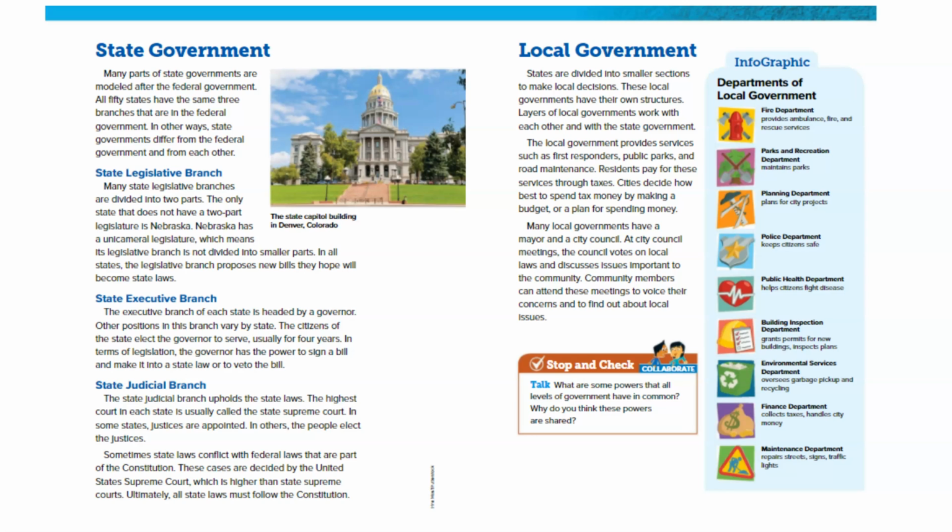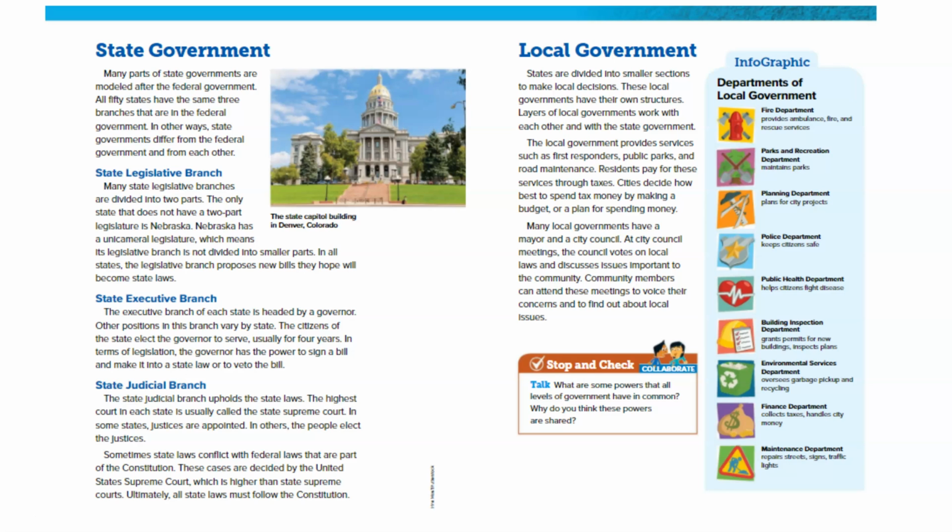Cities decide how to best spend tax money by making a budget, or a plan for spending money. Many local governments have a mayor and a city council. At city council meetings, the council votes on local laws and discusses issues important to the community. Community members can attend these meetings to voice their concerns and to find out about local issues.